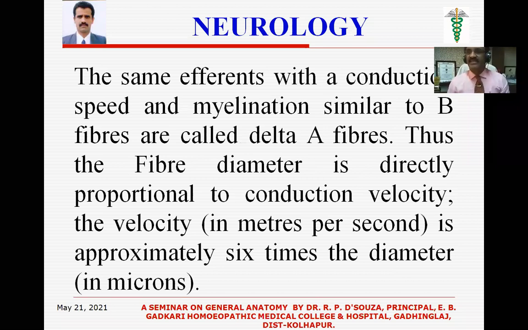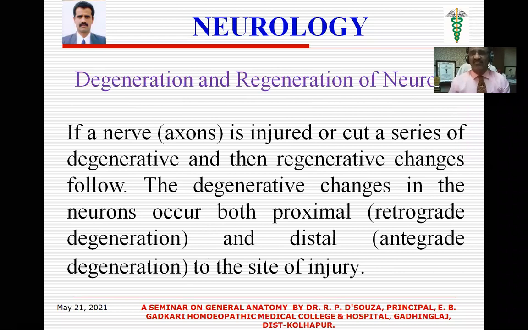Now, the last part is degeneration and regeneration of neurons. I told you in the beginning that the nervous system is very poor in regeneration. Almost, except those supporting cells, there is no regeneration. And plus they go into degeneration. So damage to a nerve is almost a permanent loss. If a nerve axon is injured or cut, a series of degenerative and then regenerative changes follow.